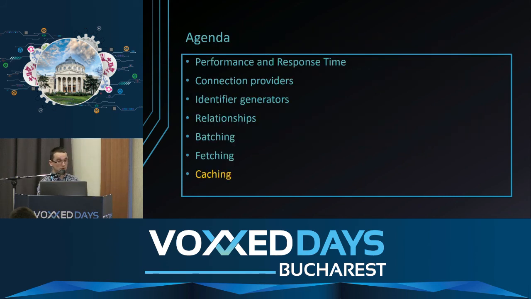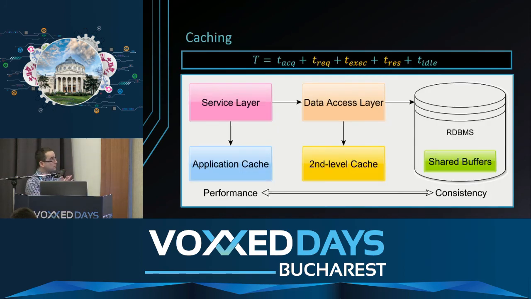Now the last thing on our agenda is related to caching. When it comes to caching, there are multiple flavors of caching that you will have in an enterprise application. One of the most important ones is the one on the database side. Unfortunately, much of the time it's overlooked. It's the shared buffer in the database.